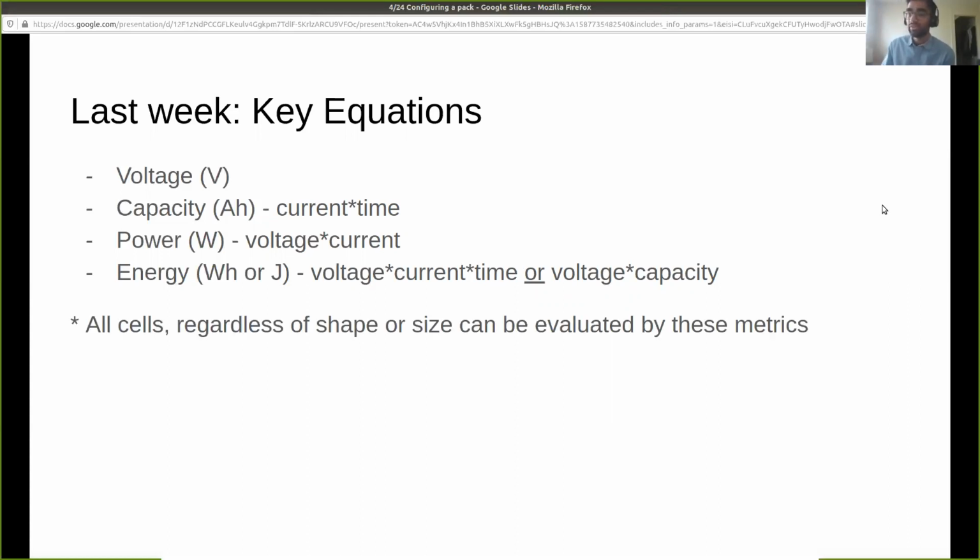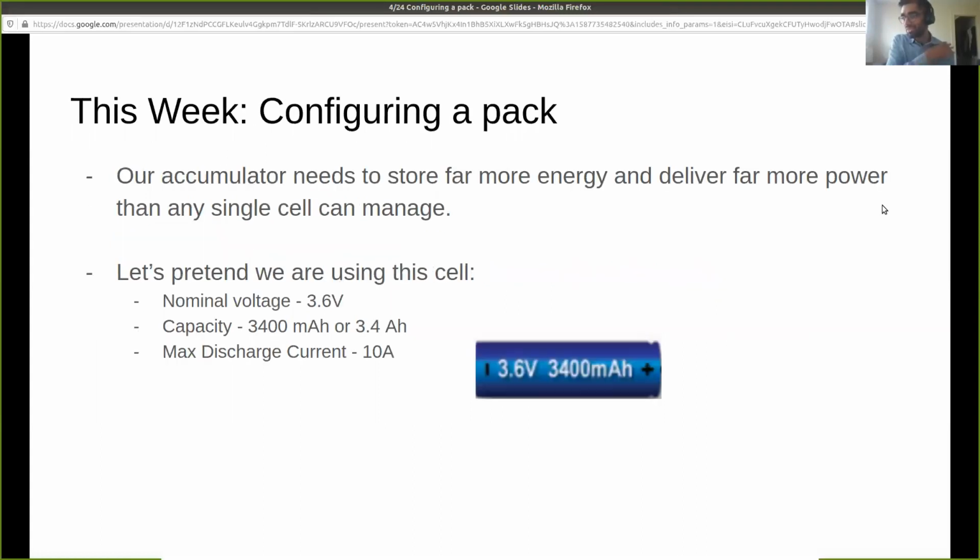So all cells, whether they're a pouch cell, a cylindrical cell, a big cell, a small cell, a red cell, or a blue cell, can all be evaluated by the same metrics. This week we're going to talk about putting cells together into a pack. Our accumulator needs to store far more energy and deliver more power than any single cell can manage. So we're going to use this hypothetical blue cell, and we're going to say it has a nominal voltage of 3.6 volts, a capacity of 3.4 amp hours, and its max discharge current is 10 amps.